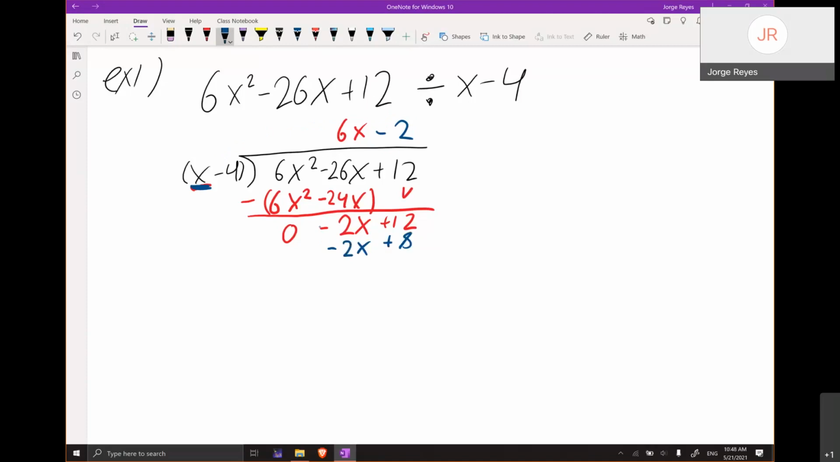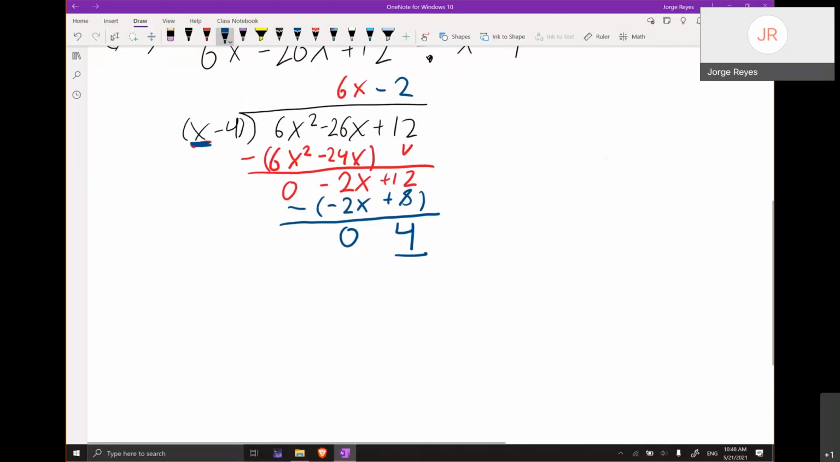Right? Yes. And then I'm going to put the extra, subtract. You're going to get 0 because that's the point. And you're going to get 8 minus 12, I mean 12 minus 8, which is going to be 4. And then x does not go into 4, right? So the remainder is 4.